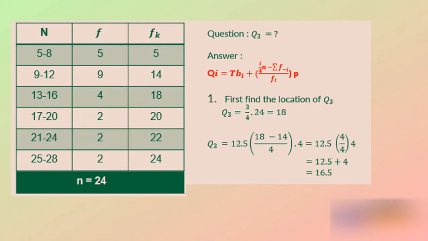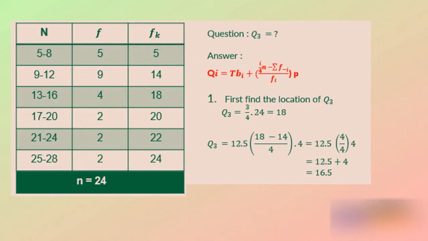First, we have to determine the location of Q3 with the formula i per 4 times n. Because Q3, we fill the value of i with 3. So we write 3 per 4 times n. N is the number of frequencies. We count the number of frequencies, so we get 24. So here we multiply by 24. So we get 3 per 4 times 24 equals 18.